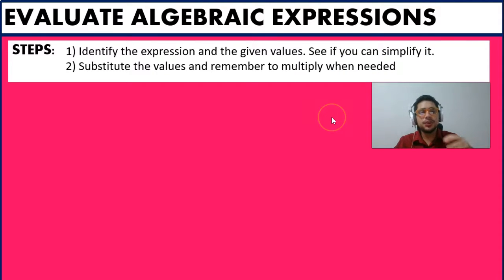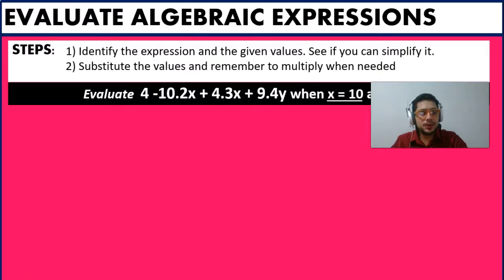The first one is that you're going to identify the expression and the given values, and you can try to simplify it. This is always very helpful because the terms or the amount of values that you're going to get in the end are far fewer than if you just substitute right away. And after that, you substitute the values that you were given, and you have to remember to multiply or add whenever it is needed. Okay, so let's tackle the first one.